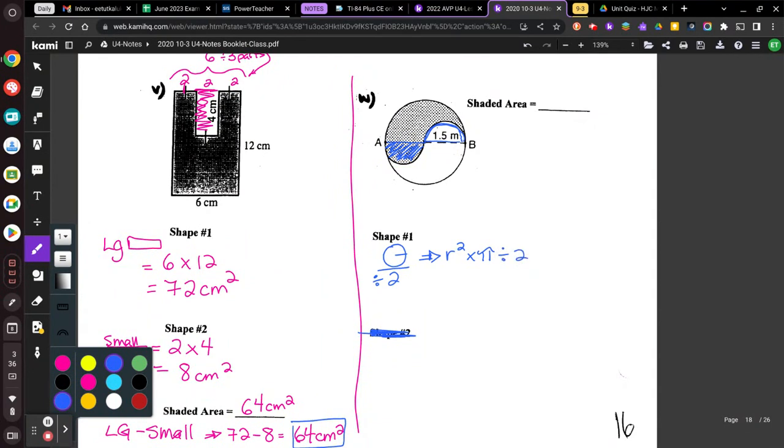So the r is 1.5. So 1.5 squared times pi divide 2. And that's going to give us a grand total of 3.5 meters squared. So our total shaded area is 3.5 meters squared.